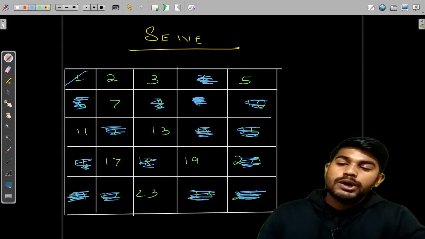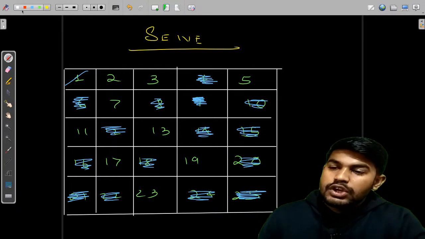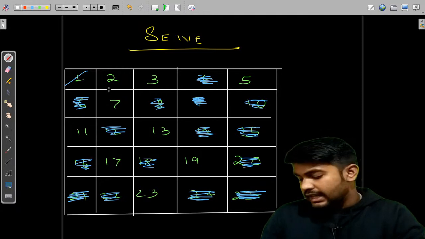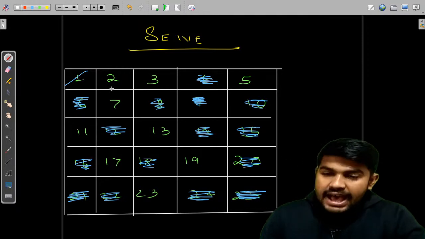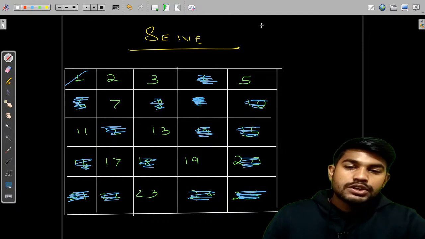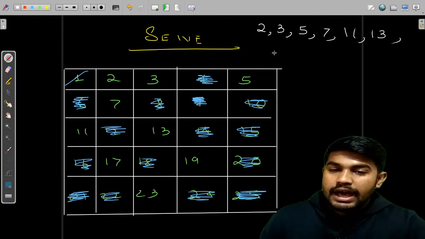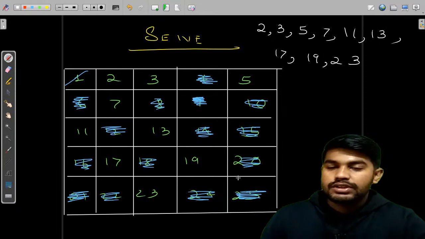You would observe a very good thing here. Whatever is remaining at the end, we would have the prime numbers. The prime numbers are 2, 3, 5, 7, 11, 13 and then 17, 19 and 23.